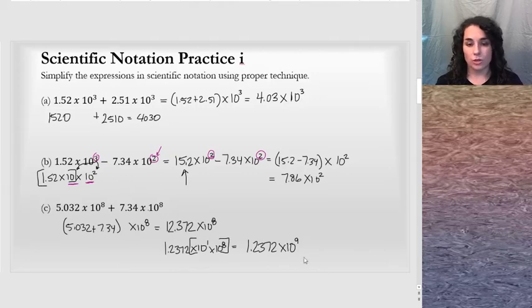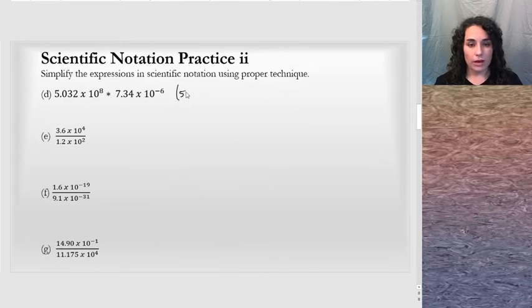Okay, so that's how you do that in that direction and in the other direction. Let's multiply 5.032, that's a familiar number, times 7.34. We're going to multiply those together.